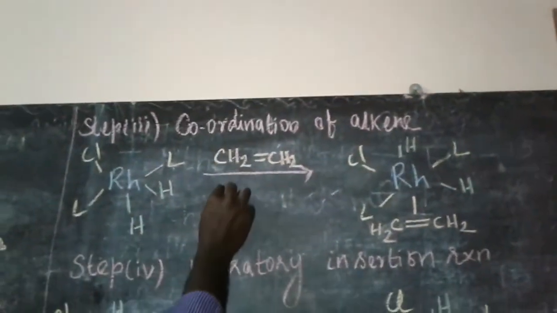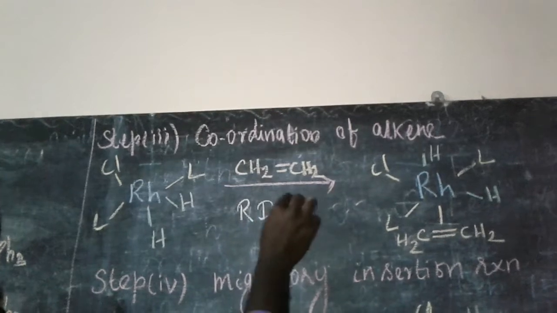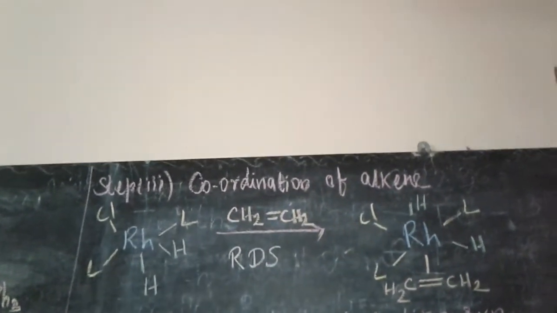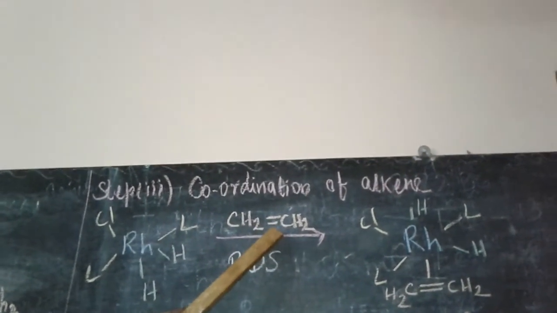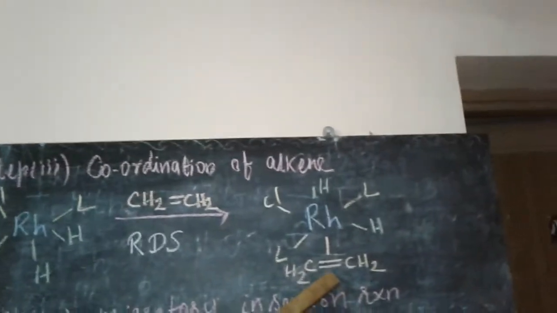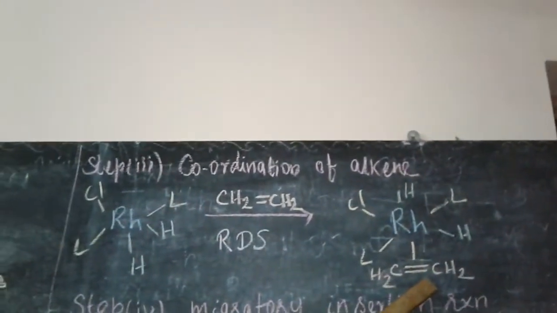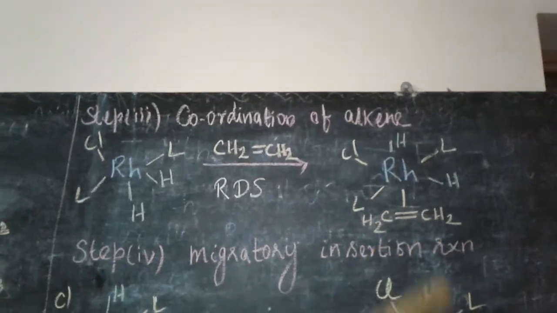Step 3 is the coordination of alkene. This is the crucial step and is the rate determining step. Now what happens in this step is, the alkene gets coordinated to the rhodium atom, that is, coordinated to the metal through its double bond.